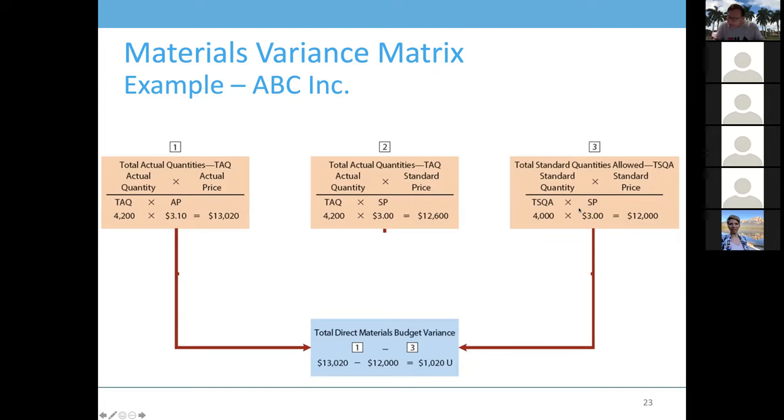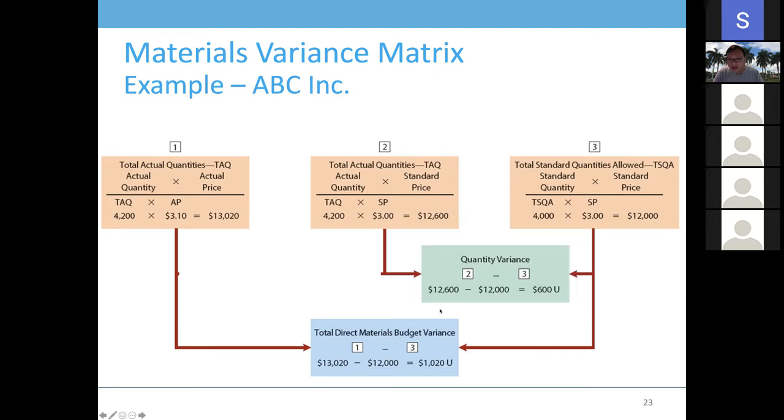Does this give me a quantity variance or price variance? If I use 2 minus 3, does this give me a price variance or a quantity variance? Santiago? Quantity variance? Quantity variance, very good. So 12,600 minus 12,000, I have 600 variance and it's unfavorable, okay? It's unfavorable because this cost is higher than the standard.